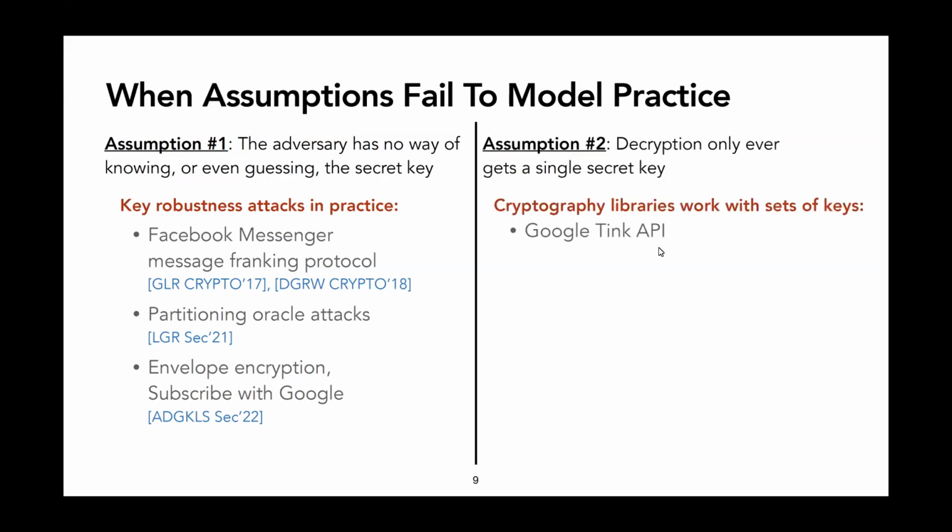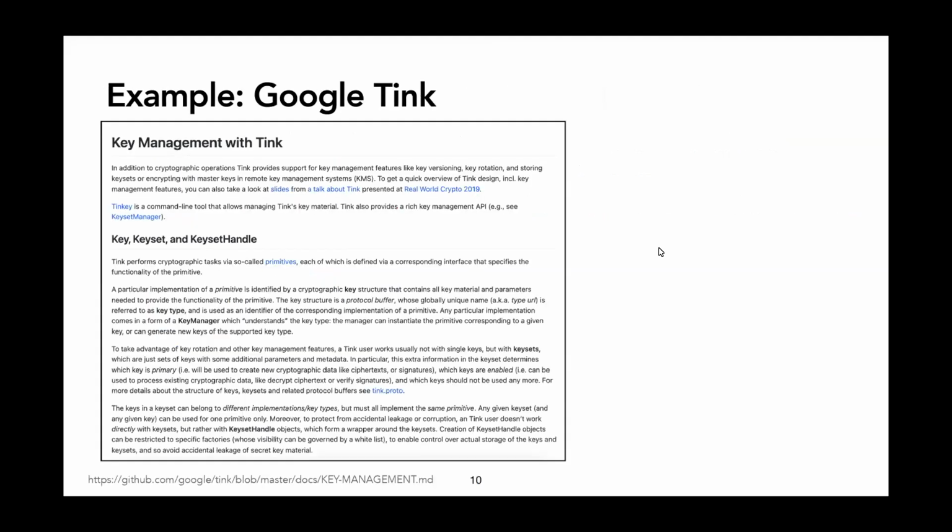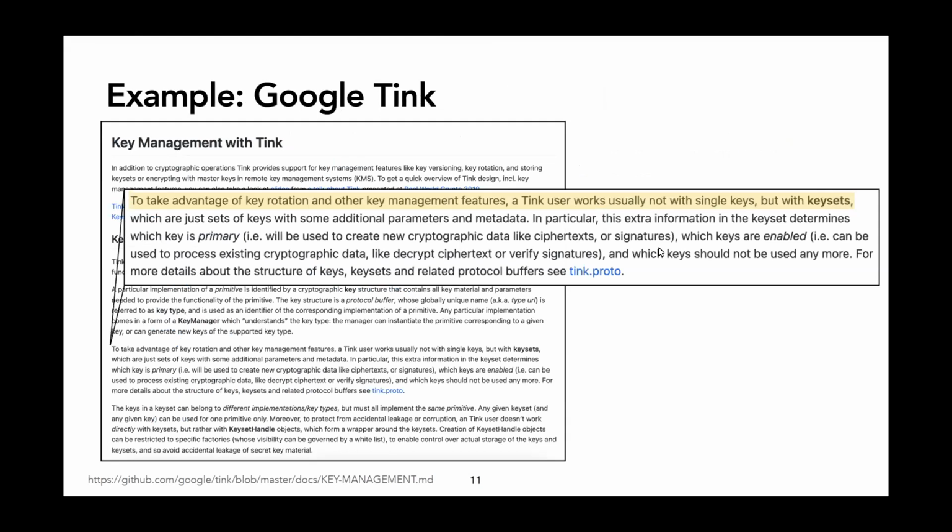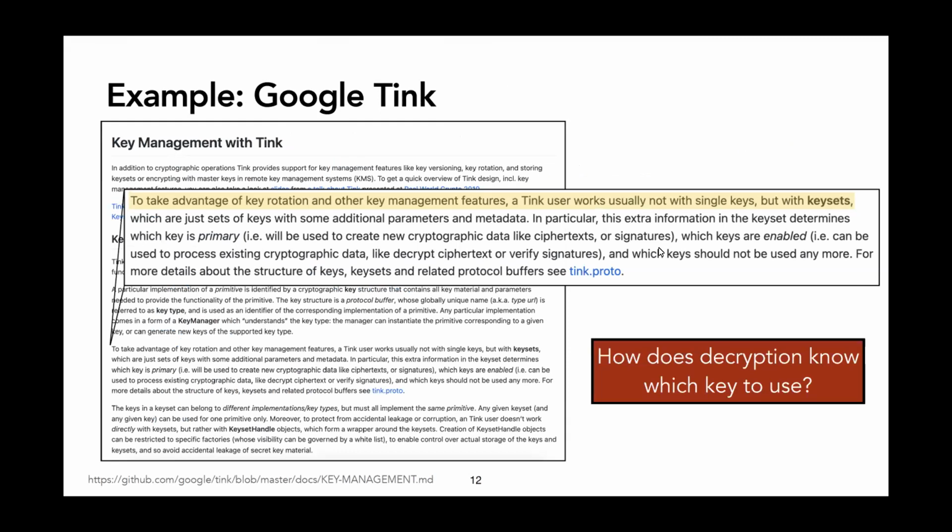Moreover, when we look at the second assumption that decryption only ever gets a single secret key, we see that this doesn't actually always model how AEAD is used in practice. So as one example, let's take a look at the Google Tink API. This is an open source cryptography library developed by Google. And when we look at how key management works in Tink, we'll see that Tink actually has users work not with single keys, but with key sets. And so decryption takes in a set of keys. But how does decryption know which key to use?